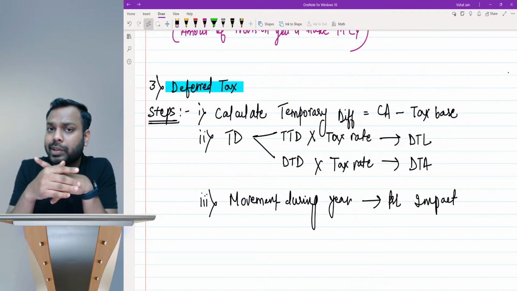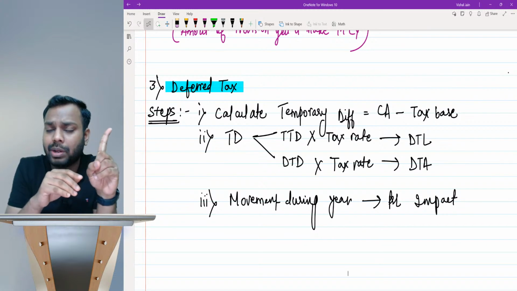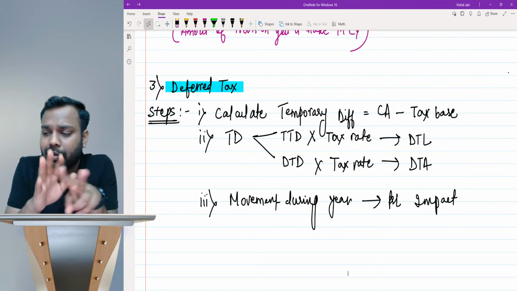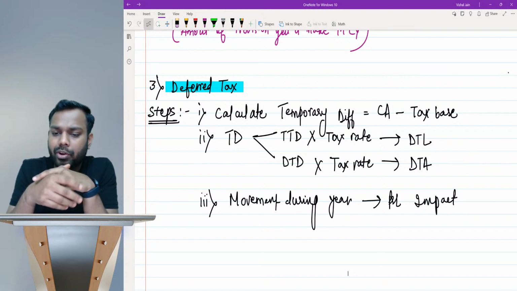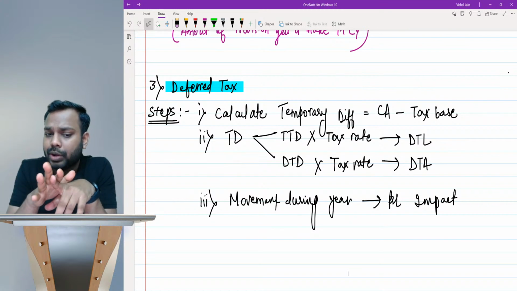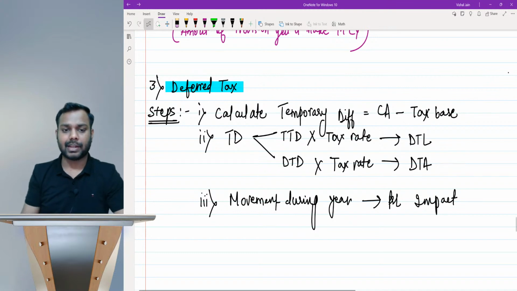Please confirm in the chat box, guys. Do you know how to calculate the carrying amount and tax base? If you are not aware of it, please let me know, I'll explain that as well. I believe you are already aware of how to calculate carrying amount and the tax base. Please tell me, are you clear on that point? If not, then I'll start explaining that as well.